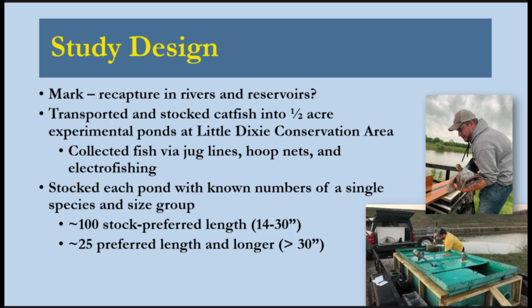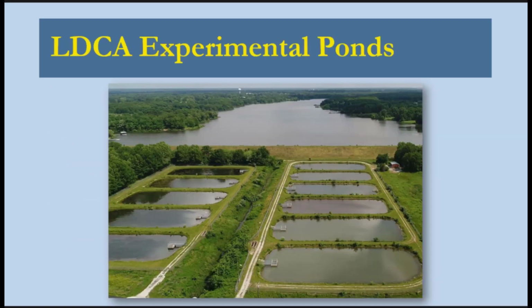So we collected fish all across the state with jug lines, hoop nets, and low-frequency electrofishing, and brought them into those ponds where we stocked a known species, number, and size group of fish, as well as bait fish. We consulted with some hatchery managers and used some guidelines that Texas Parks and Wildlife put out for stocking densities in ponds of broodstock blue catfish, and for our ponds it ended up being about 500 pounds per acre. So luckily that worked out to be about 100 stocked fish below preferred length, or 25 preferred length and larger, and that was the cutoff for our 2 size groups.